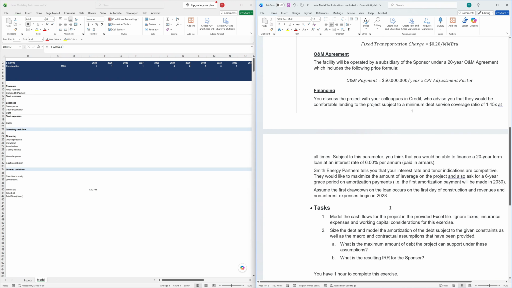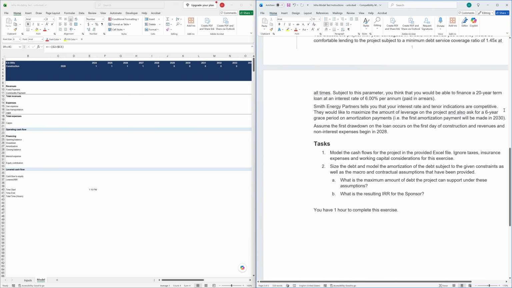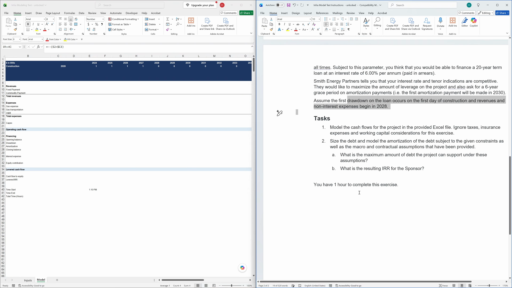And here's the ask. We have a 1.45 DSCR, 6% per annum, 20-year term loan. And we have a grace period on amortization payments, an interest-only period until 2030. And revenue starts in 28, so at the end of our construction period. And our key asks are, what is the maximum amount of debt the project can support? And what's the resulting IRR?